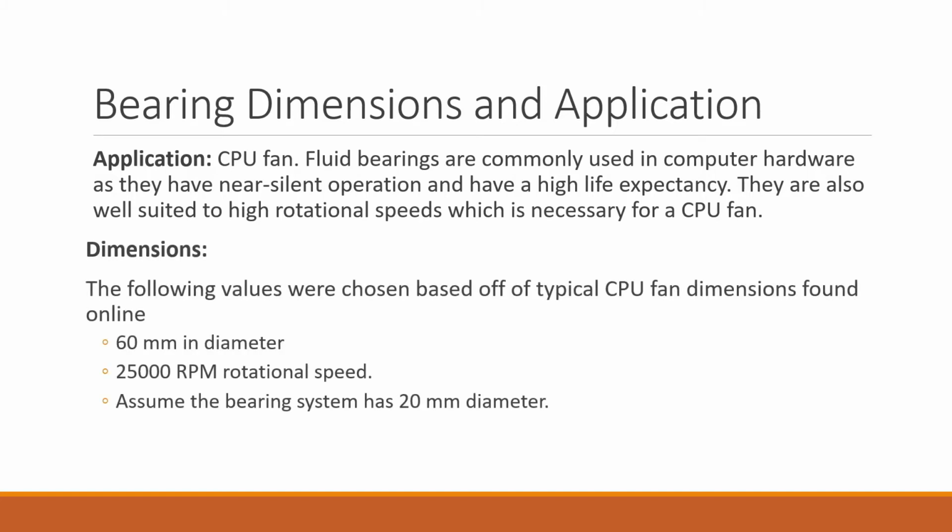So the dimensions I've decided are the following, and they were chosen based off the typical CPU fan dimensions and rotational speeds found online. I've chosen a fan that will be 60 millimeters in diameter. I've chosen a 25,000 RPM rotational speed, and it's common to see fans with rotational speeds up to 38,000 RPM, so this isn't too unrealistic. And I'll also assume that the bearing system is 20 millimeters in diameter.